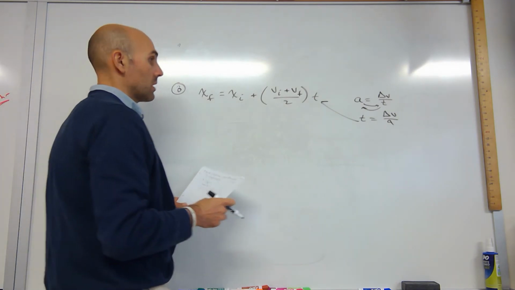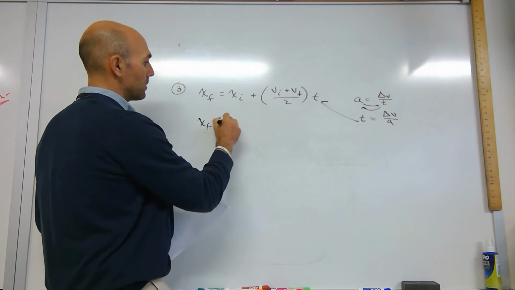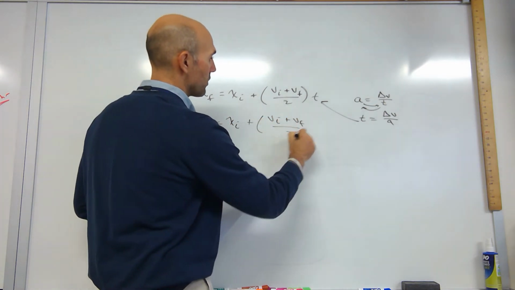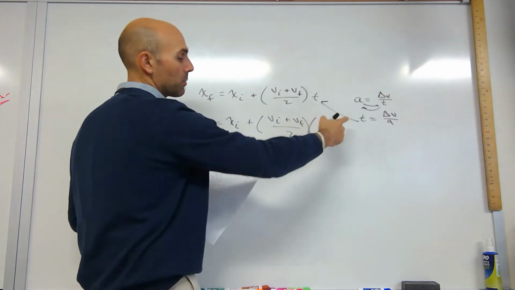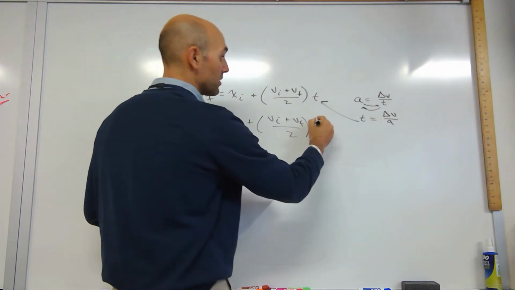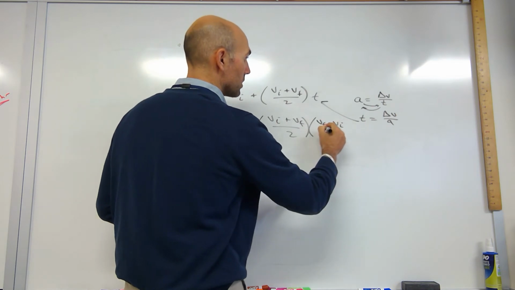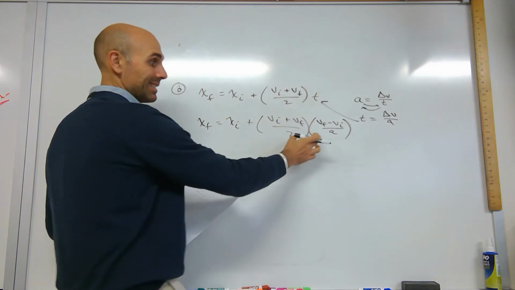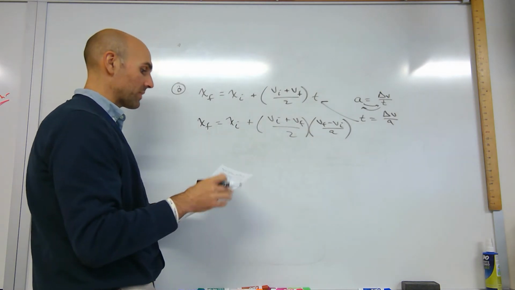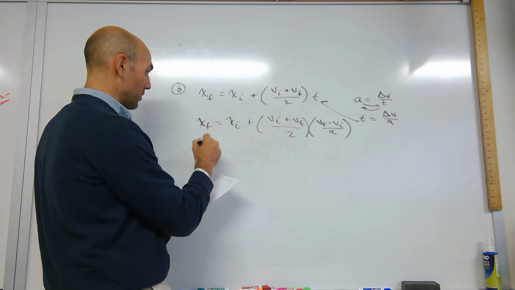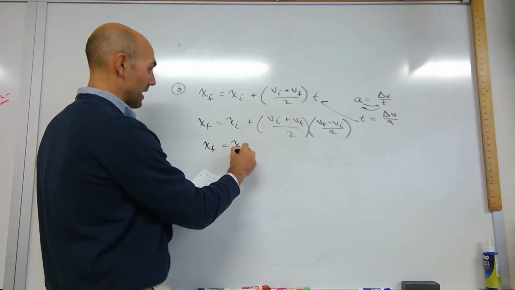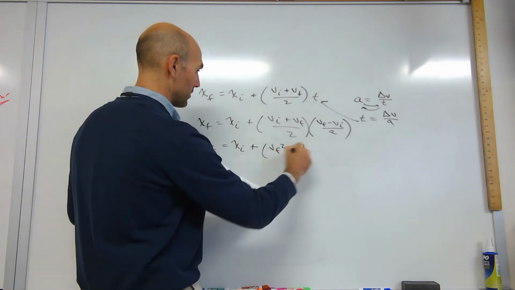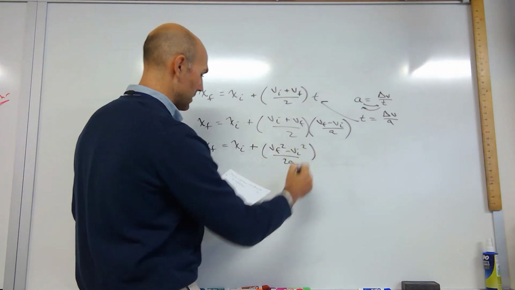All right, so x final equals x initial plus (vi plus vf)/2 times, now we're plugging this in, the change in velocity, which is just the final minus the initial over the acceleration. I know you've seen these before. We have to multiply those out. I'm just going to give you the abbreviated version. Don't worry. xf equals xi plus vf squared minus vi squared over 2a.